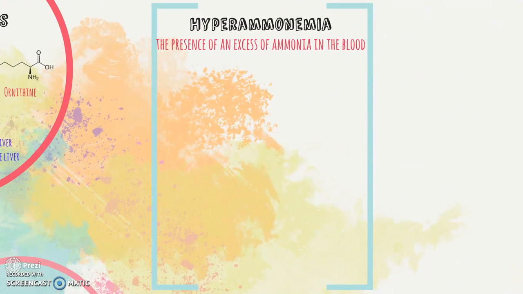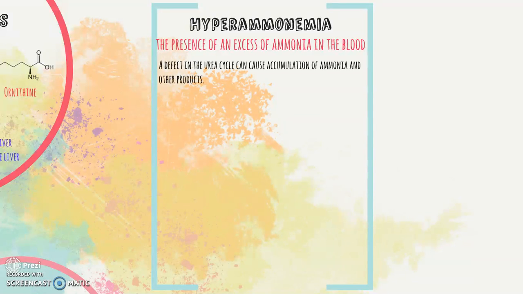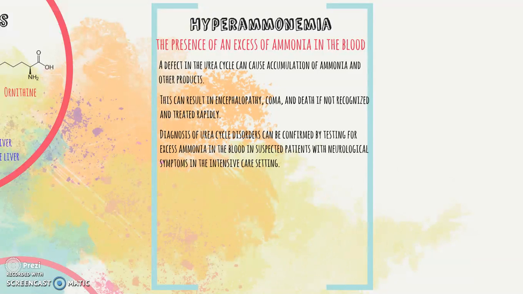Hyperammonemia is the presence of an excess of ammonia in the blood. A defect in the urea cycle can cause accumulation of ammonia and other products. This can result in encephalopathy, coma, and death if not recognized and treated rapidly.